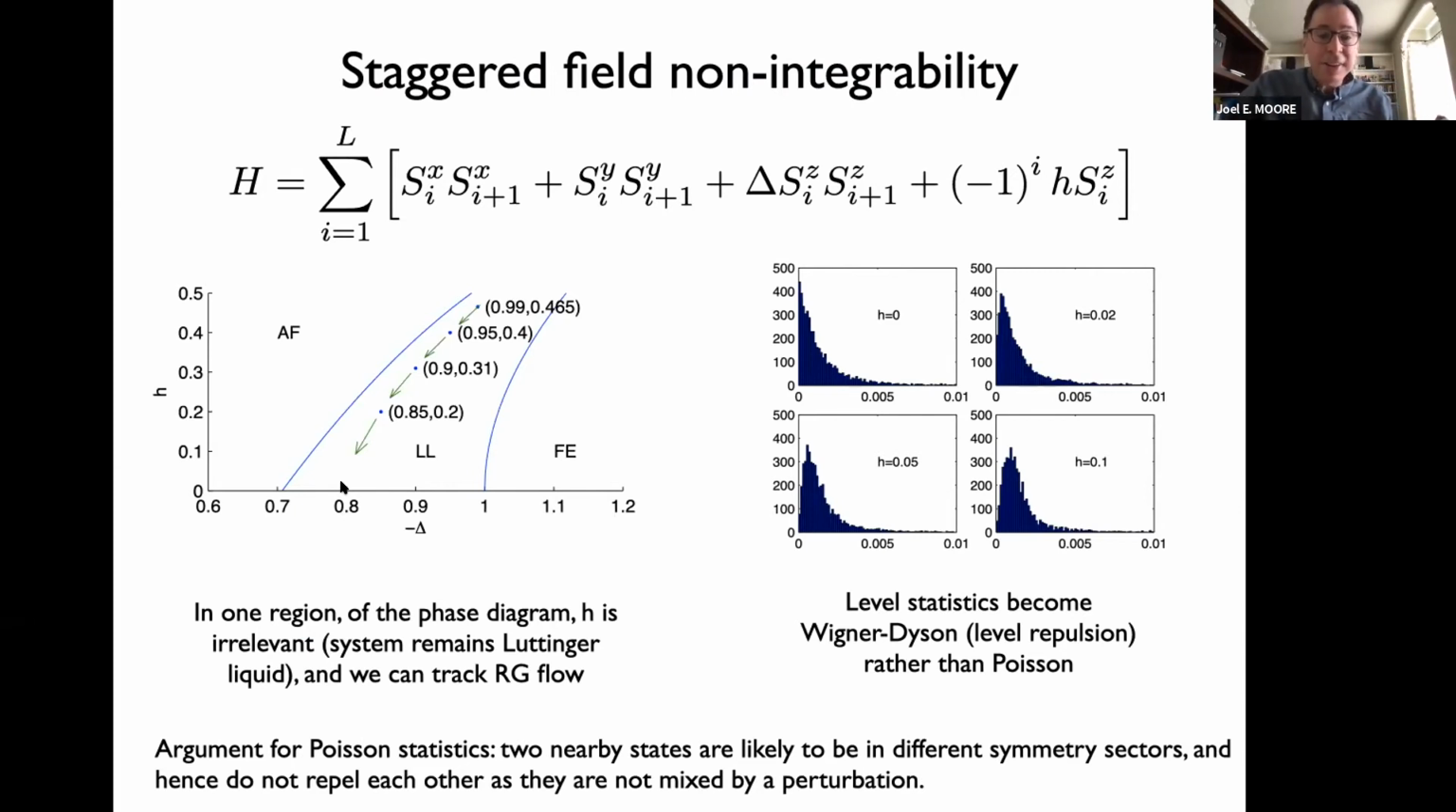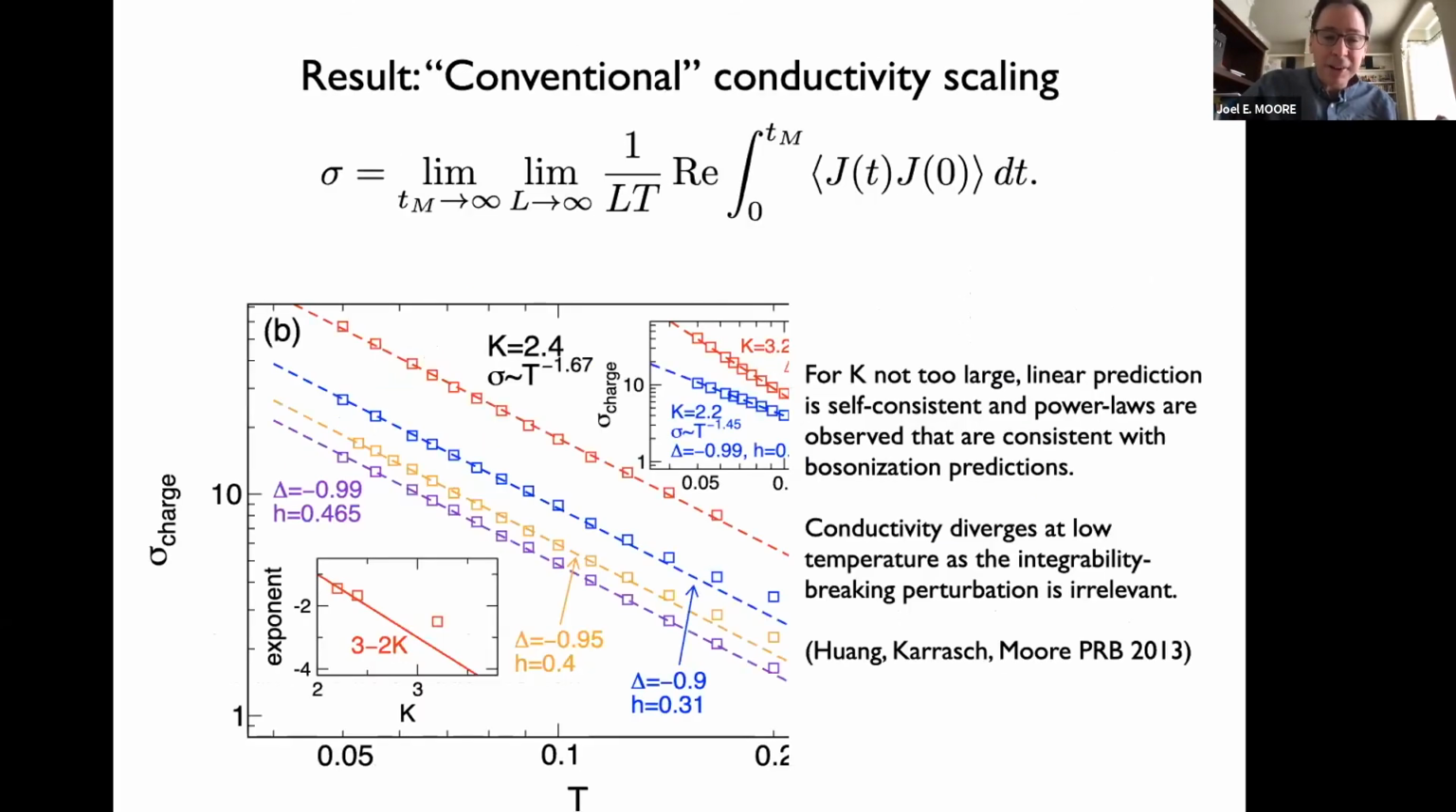Conductivity actually diverges as T goes to 0 in these generic Luttinger liquids. And the picture on the right is kind of confirming that you have indeed broken the integrability. So this is the power law divergence of the conductivity from irrelevant integrability breaking perturbations in real Luttinger liquids.